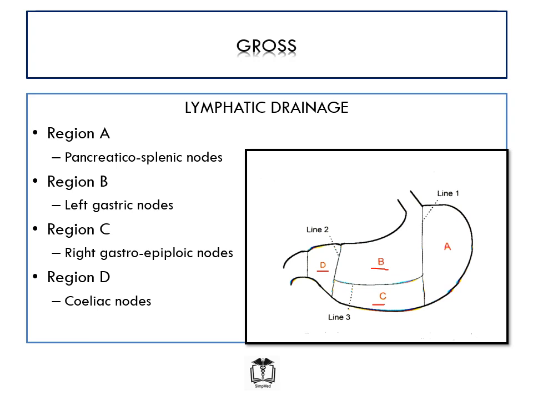Now, each of these areas is going to be draining lymph into different lymph nodes. Area A, for example, the fundus and a part of the body, will drain into the pancreaticosplenic nodes, whereas area B, because it's closer to the lesser curvature, will drain to the left gastric nodes. Area C, because it's closer to the greater curvature, will drain to the right gastroepiploic nodes. And finally, area D will drain to the celiac nodes. So these are different lymph nodes draining different aspects of the stomach as outlined in this image.